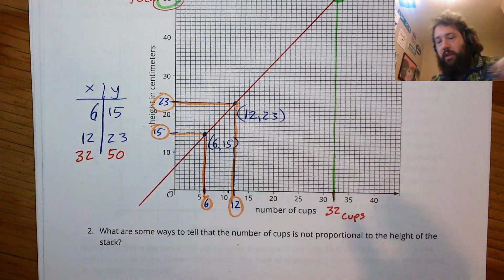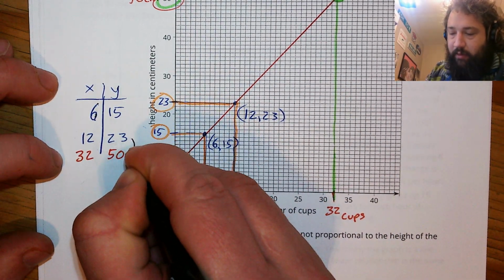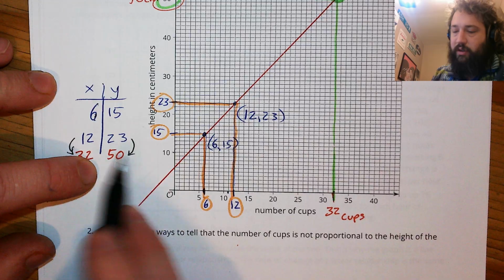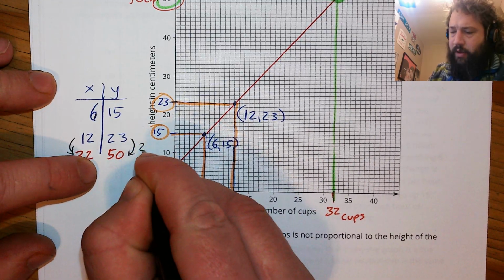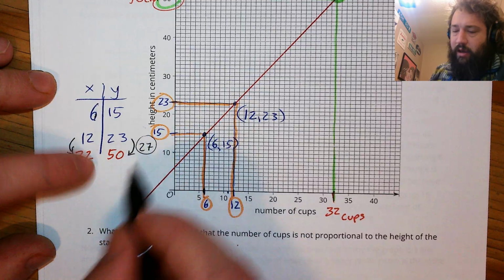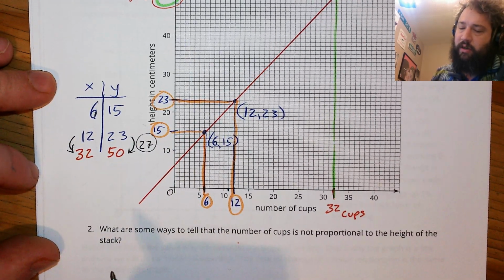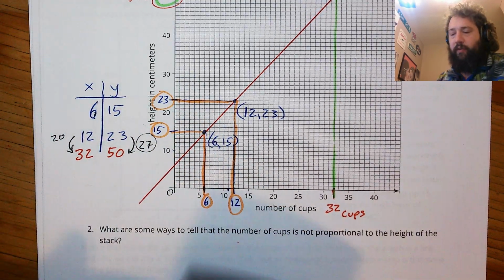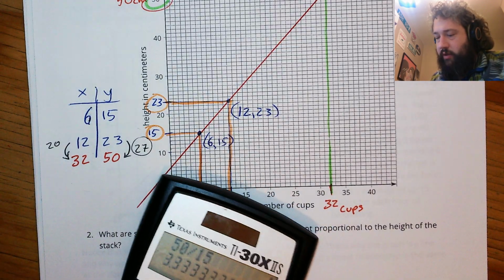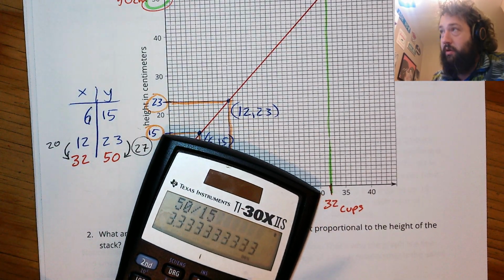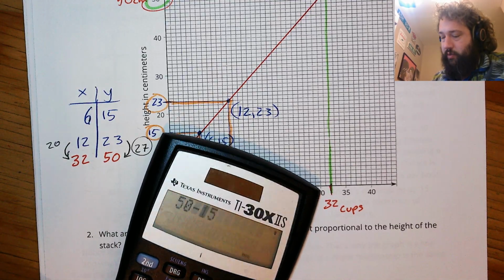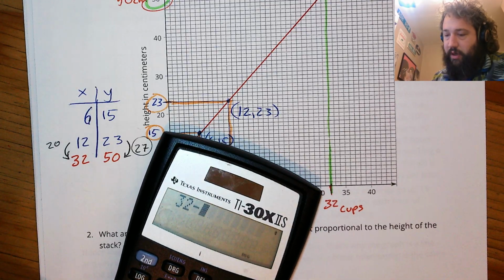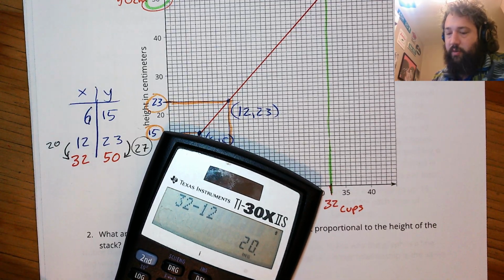And so here on this side, let's see if that's the same thing that we get when we find the difference between these. Now, this difference looks like 27 to me. I'll have to double check that. And this difference here looks like 20. Okay, so I have 50 minus 23. That's 27 like I thought. And then I take 32 minus 12. And that's the 20 like I thought.